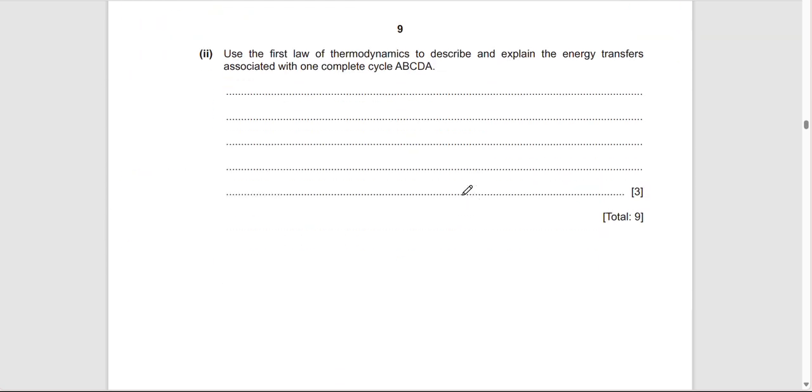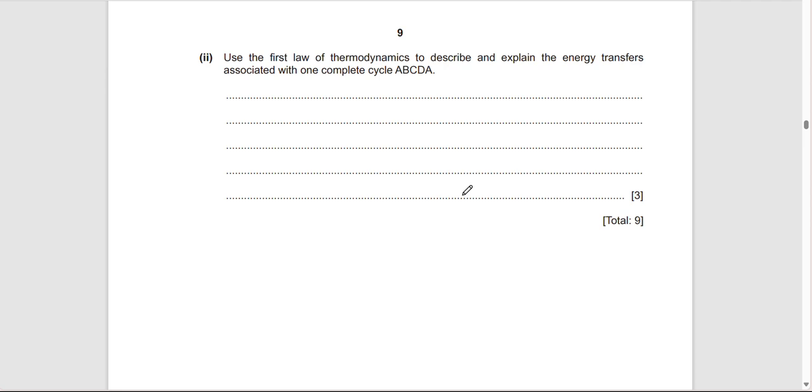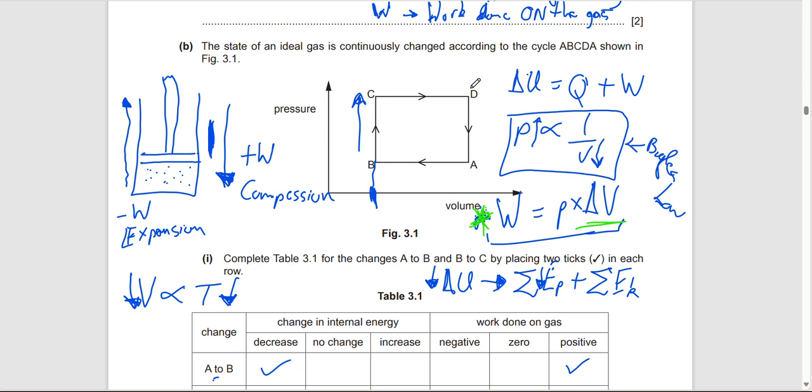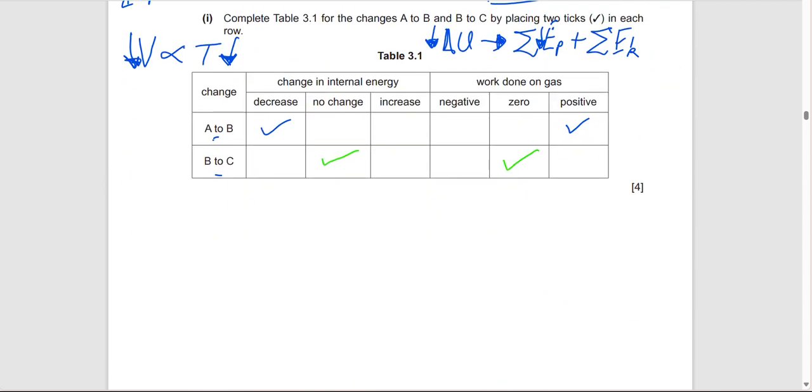It's clear. Next question. Use the first law of thermodynamics to describe and explain the energy transfers associated with one complete cycle, A, B, C, D, A. So we're going to use the first law of thermodynamics to describe and explain the energy transfers of this cycle. It starts from A, then goes to B, to C, to D, then back to A. It's a complete cycle.